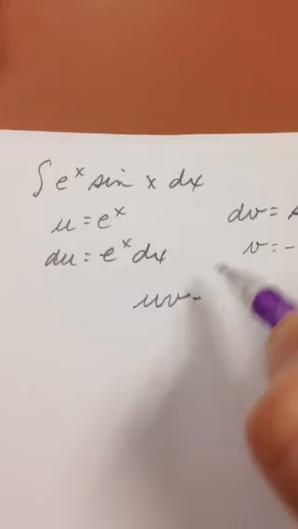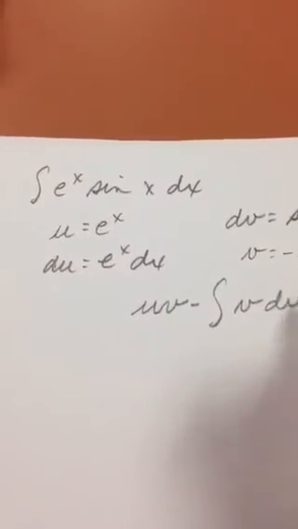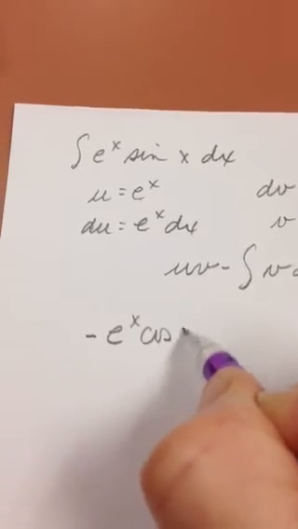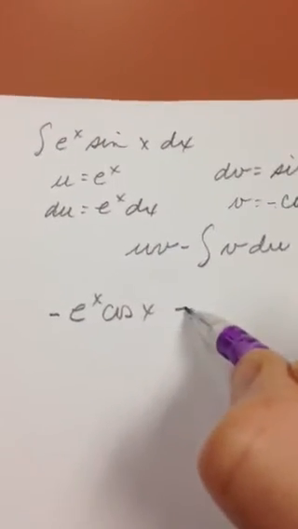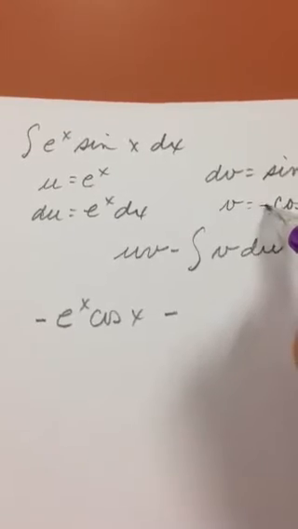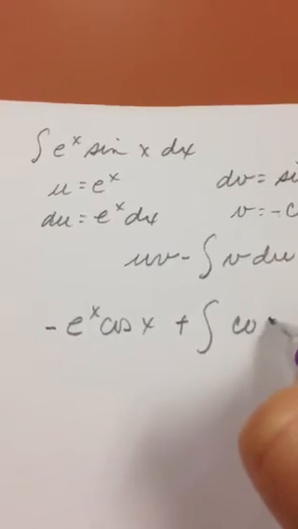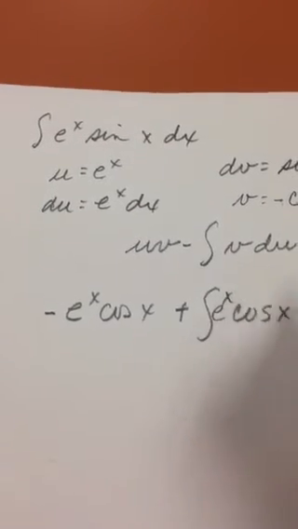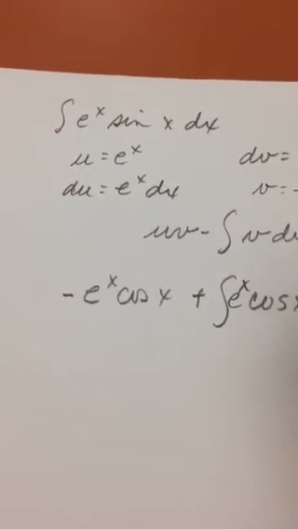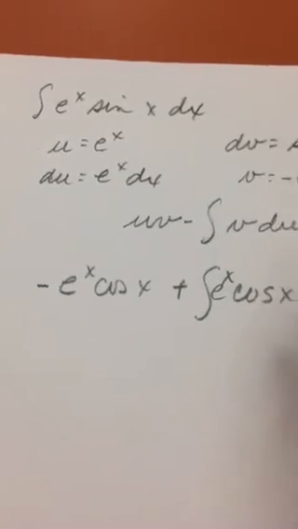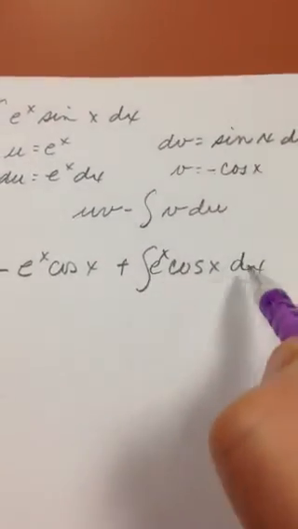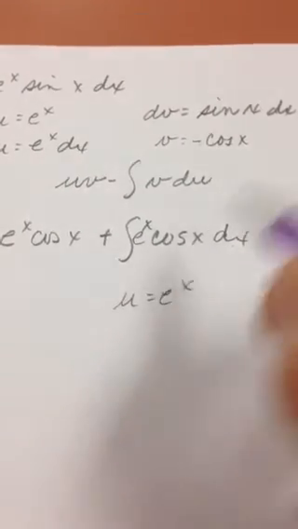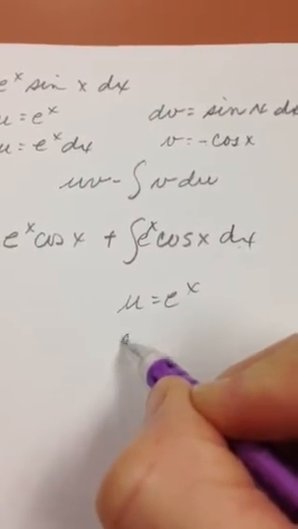Again, remember I'm doing uv minus the integral of v du, u times v, opposite e to the x cosine of x, u times v, minus the integral of v, with this negative becomes positive, times e to the x dx. So similar to what I had before, I still have an issue here. Again, I let u be e to the x. See where that takes me.